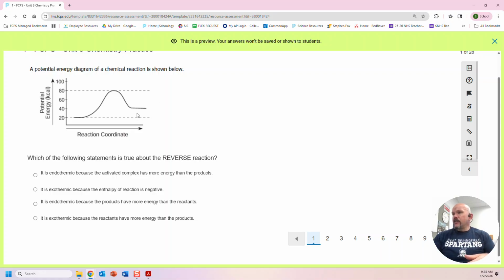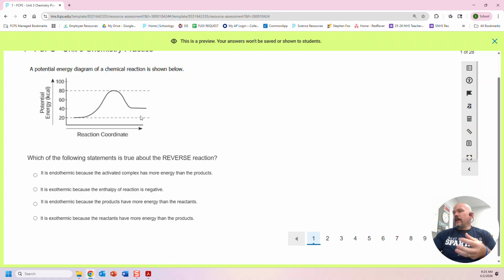But the change in energy of the overall process is always final minus initial. So for the forward reaction, if you do final minus initial, you get a positive 20 kilocalories. But for the reverse reaction, the final part would be 20 minus 40, and you get a negative 20 for your delta H. That much energy is released going this way, that much energy is absorbed going that way, okay?